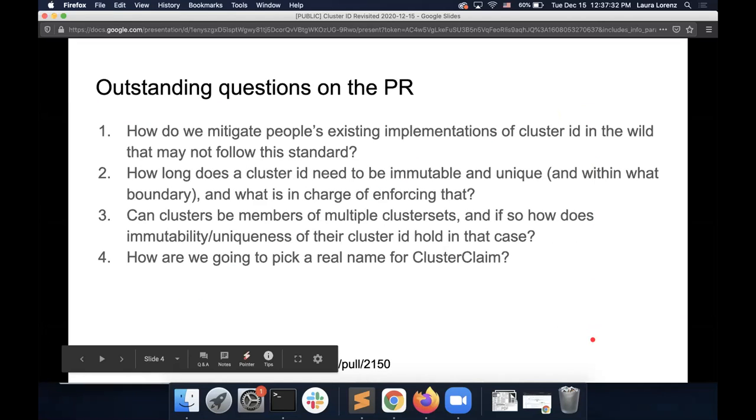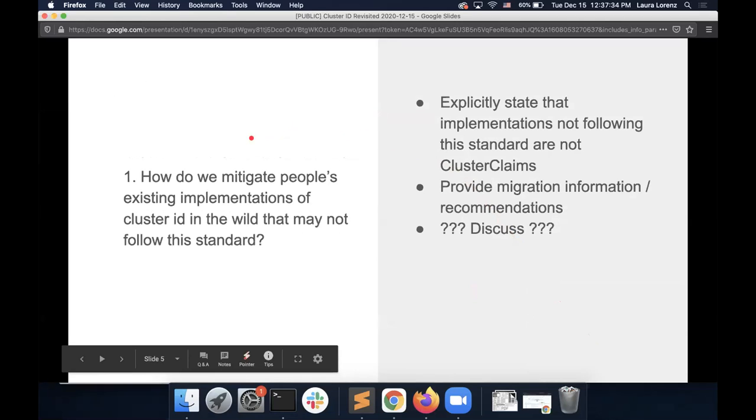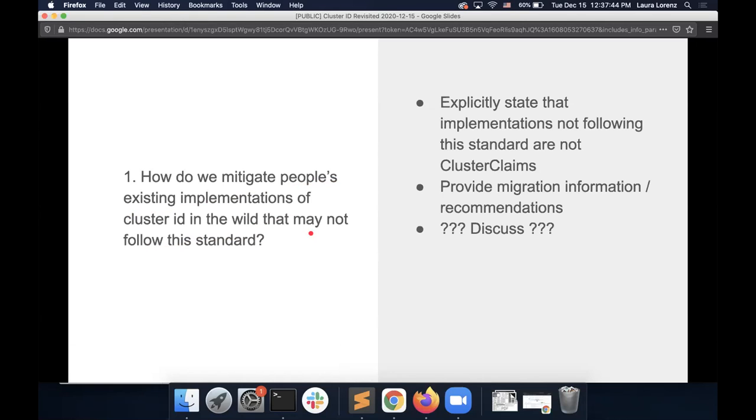Here is the overall questions, and then moving right along to where we left off. This is kind of the first question, so I want to open it for anybody to discuss here. How do we mitigate people's existing implementations of cluster ID in the wild that may not follow this standard? This is what I gathered from the conversation.